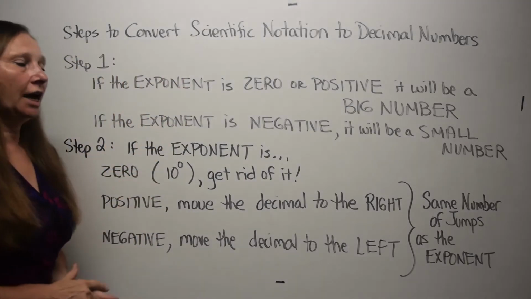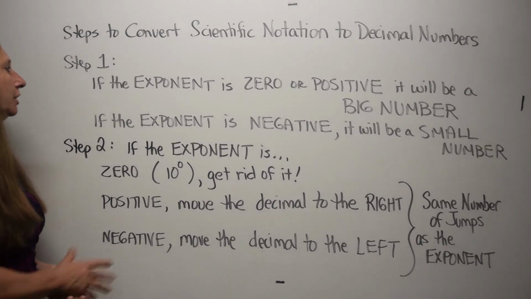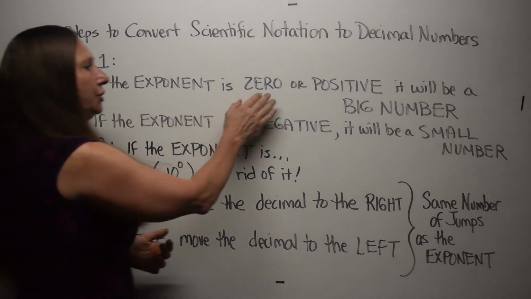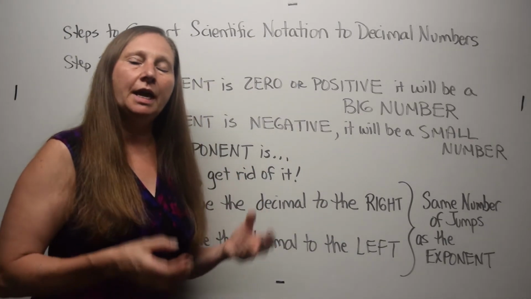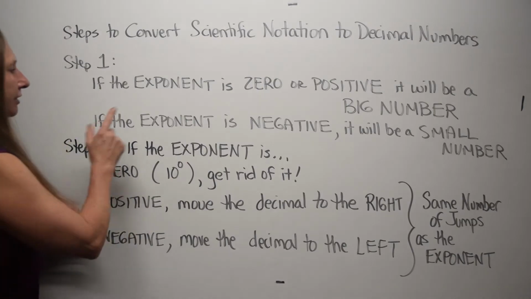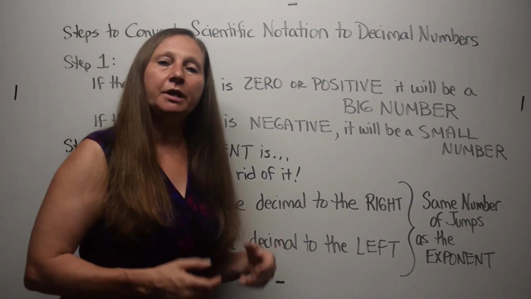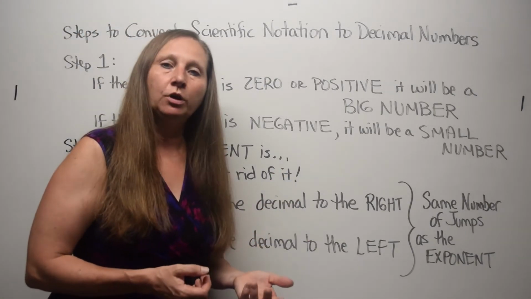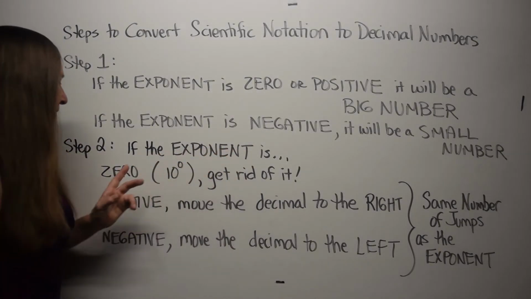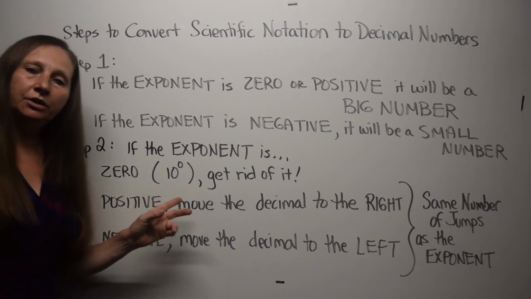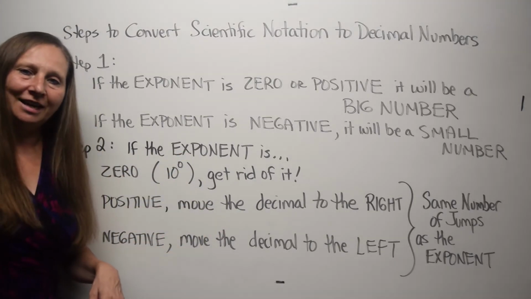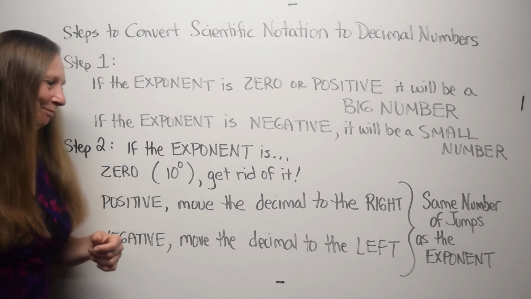Steps to convert scientific notation to decimal numbers. Step 1, you look at the exponent. If the exponent is 0 or positive, it's going to be a big number, 1 or greater. If the exponent is negative, it's going to be a small number, a number less than 1. Step 2, if the exponent is 0, in other words 10 to the 0, just get rid of it. You're multiplying by 1, so you're not changing that decimal number in the Mantissa.